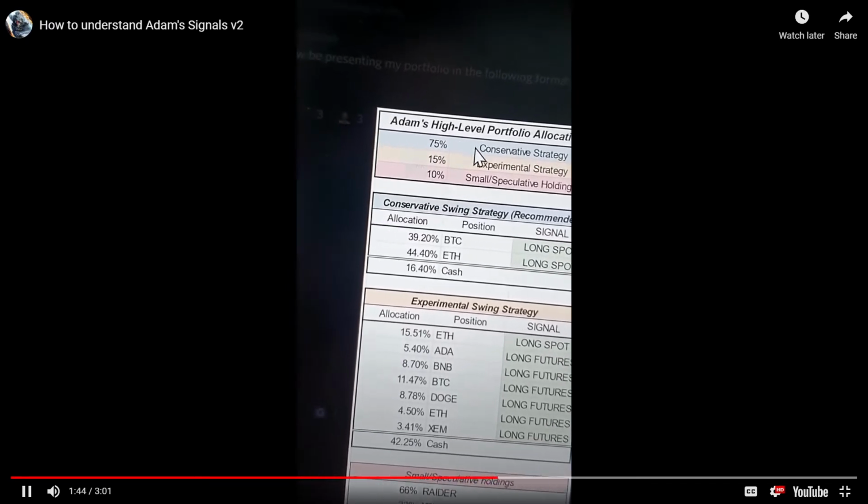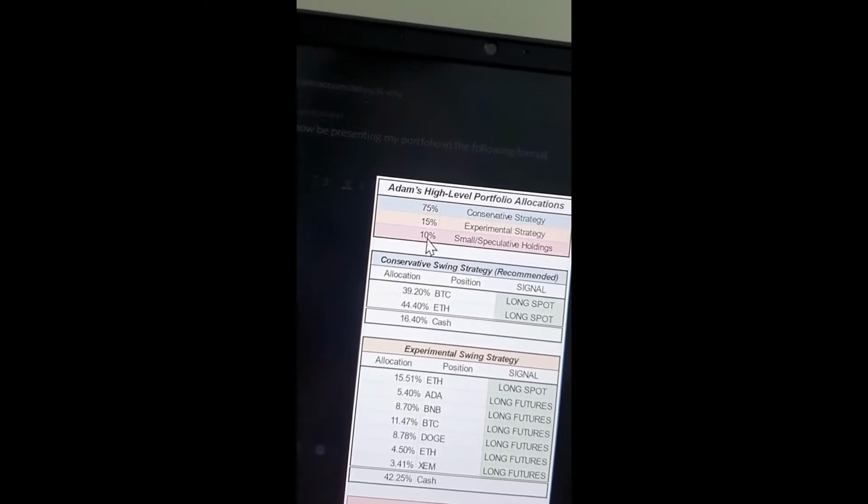Bust out a calculator and take the amount of money that you want to put into your portfolio and then multiply it by 0.75, and that will give you the amount of money that you put into the conservative strategy. Multiply the portfolio amount by 0.15, and that will give you the amount that you put into the experimental strategy. Take the portfolio amount and multiply it by 0.1, and that will give you the amount that you put into the small speculative holdings. It's worth noting that the remainder will equal 0.1 anyway, so you won't need to do this calculation, but you can if you feel like it.